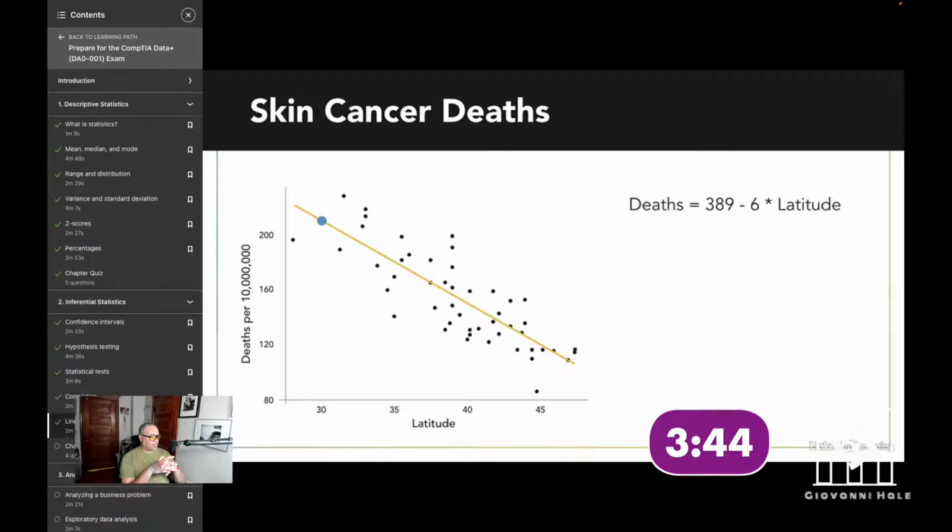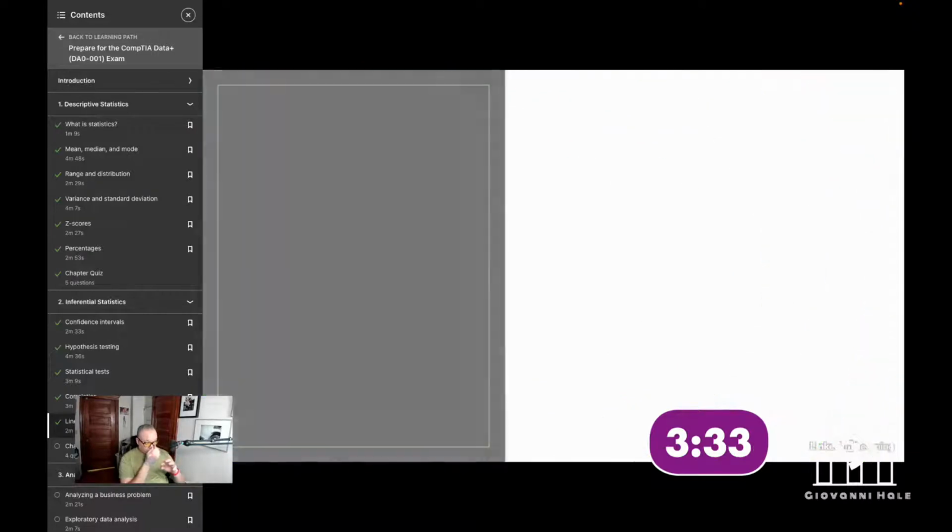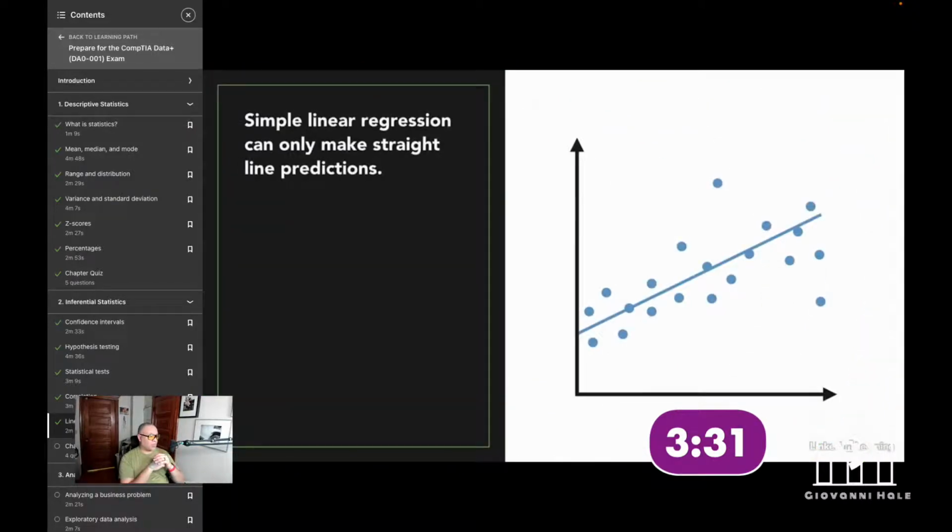Similarly, if we wanted to predict the deaths in a state with a latitude of 45, we'd just plug that number into the formula and find that we'd expect about 119 deaths, as shown by the green dot. Simple linear regression is just one technique that we can use to make predictions about our data, but it's limited by the fact that it can only make predictions along a straight line.